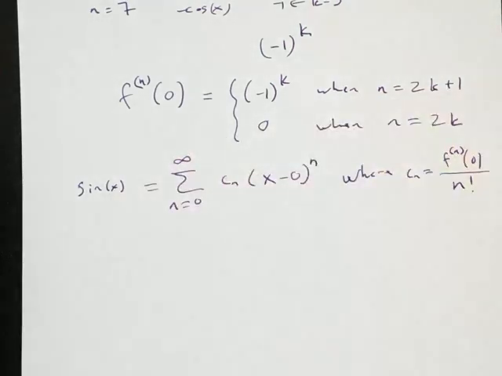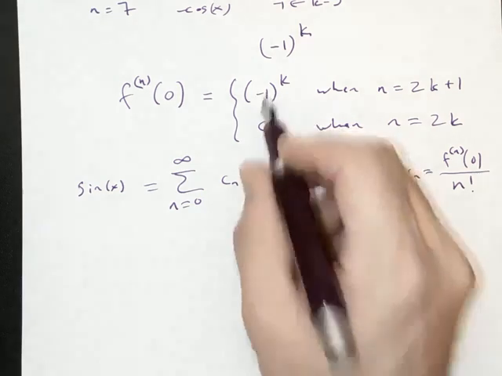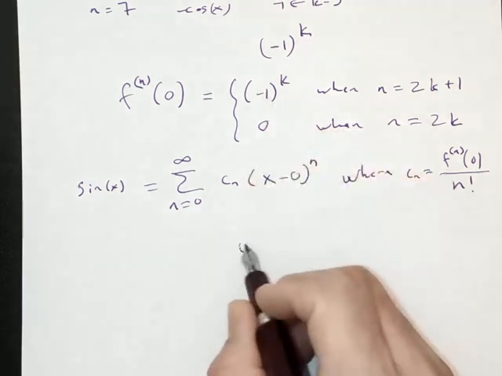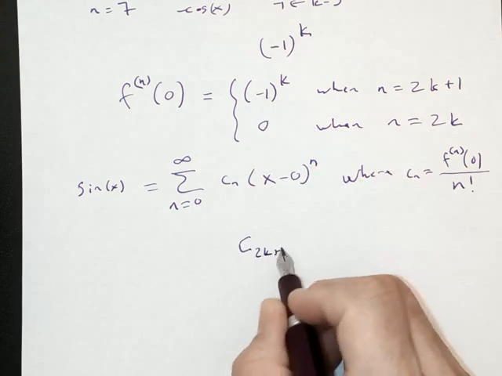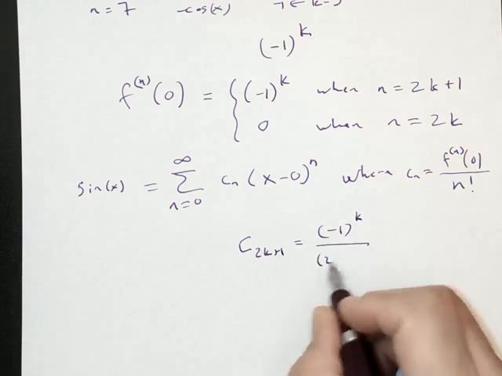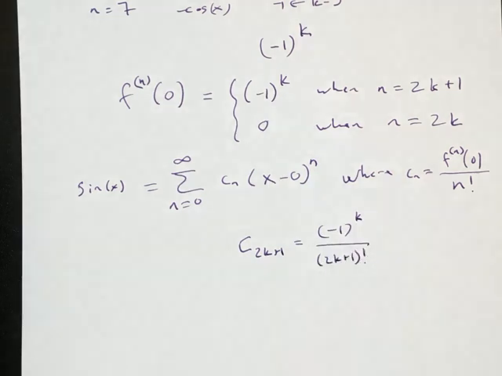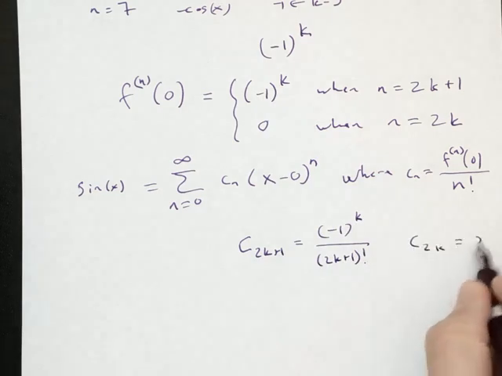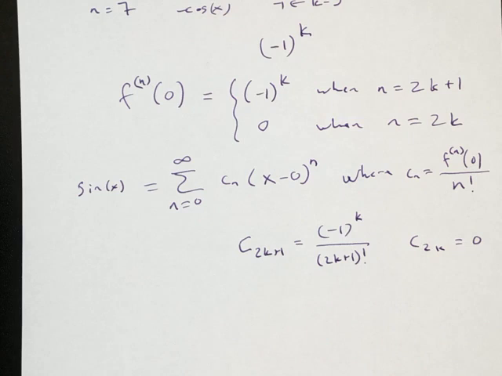The only time I get something that isn't 0 is when I have an odd number. So for the even numbers, I'm always going to get 0. But for the odd numbers, I'm going to get minus 1 to the whatever over that number factorial. Means half of the terms in my power series go bye-bye. I can ignore them. I don't even need to count them.